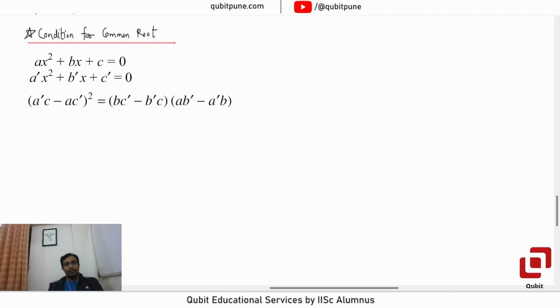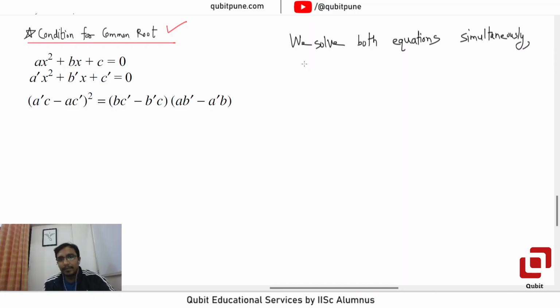Now sometimes we are required to apply the condition for the common root. We will be given two quadratic equations and we will be required to find out the relation among them for the equations to have one common root. Now you need not remember the equation there, but you should remember the condition, how that common root condition is satisfied. We solve both equations simultaneously to get two equations in x.